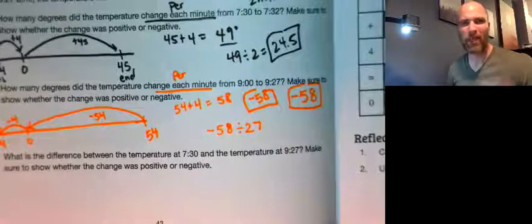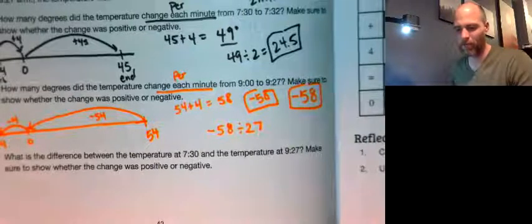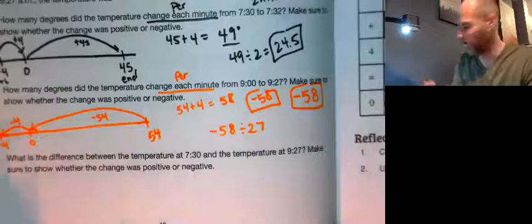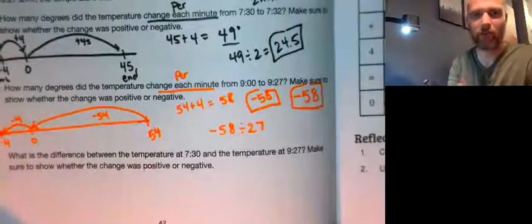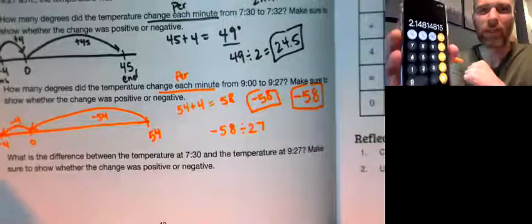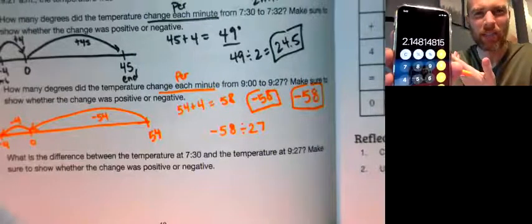I mean, I suppose we could divide this in a calculator, but I feel like it's going to give us a crazy decimal. I'll give it a shot. Let's see here. Where's my calculator at? So I'm not going to worry about the negative off the top. I know my answer is going to be negative. So let me just do 58 divided by 27 equals, yeah, I mean, do they want you to enter all those decimals into the thing?